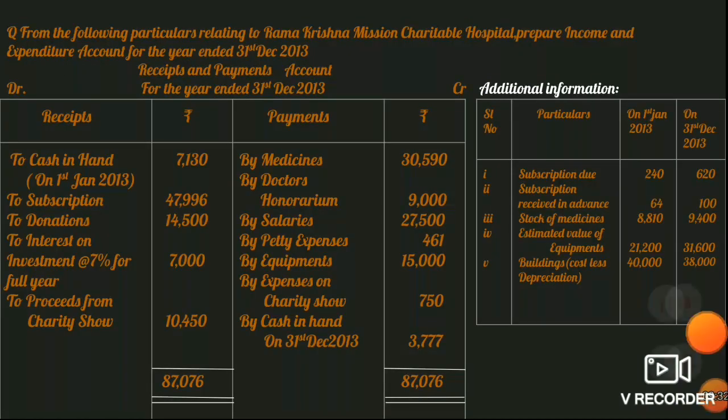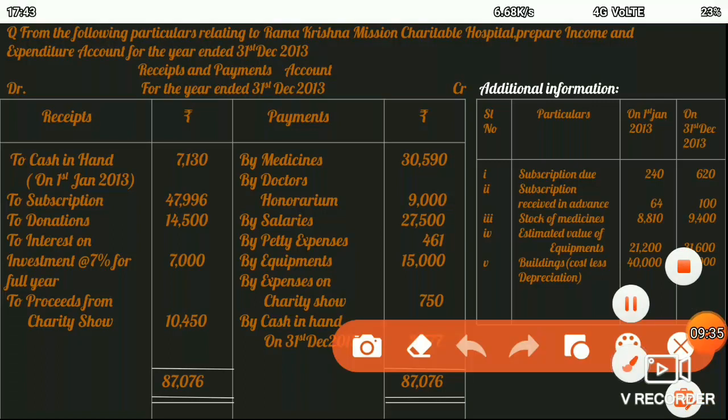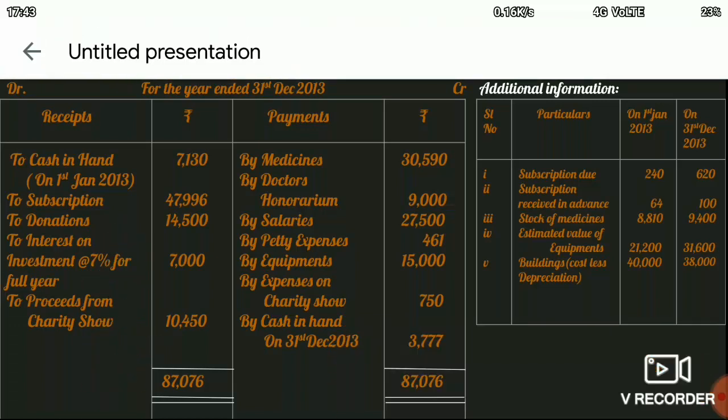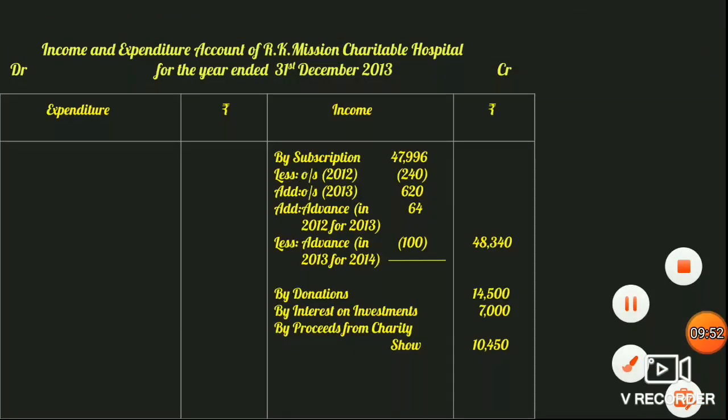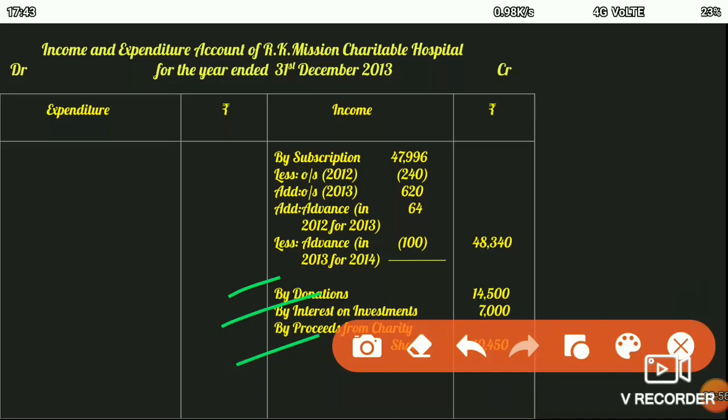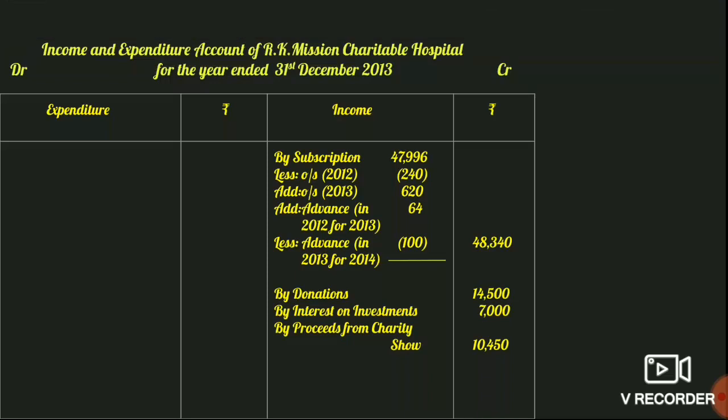Now from the income side, I think that is the only account which requires adjustment. The rest we can just enter. Donation is left. Interest for the full year is given, so we don't need to calculate anything on that. Then proceeds from charity show. These are all revenue incomes, so we need to show them on our income side. When we show them, this is how it will appear: by donation, by interest on investment, and by proceeds from charity show. We will enter that, then our income side will be over. So this is how it will appear on the income side after the entries.